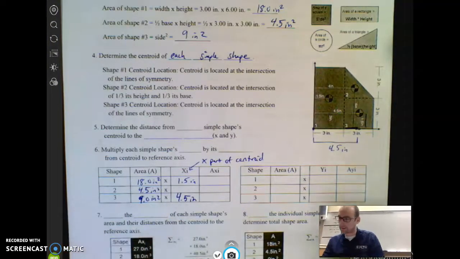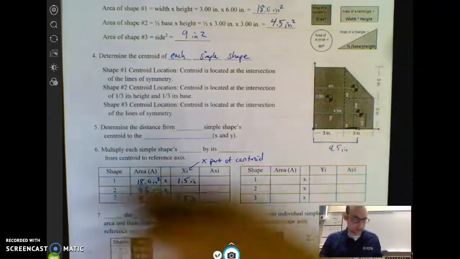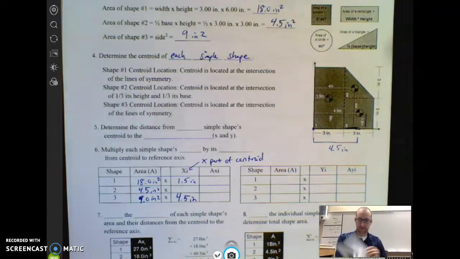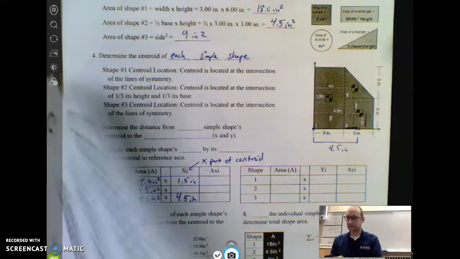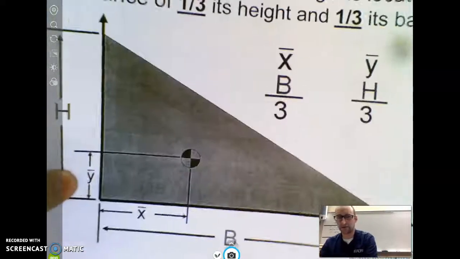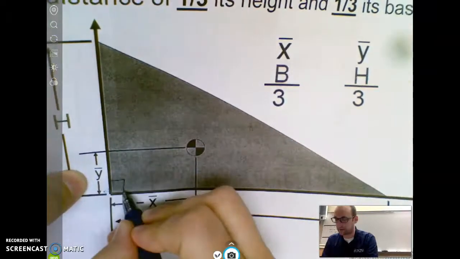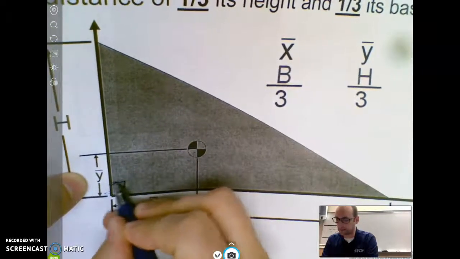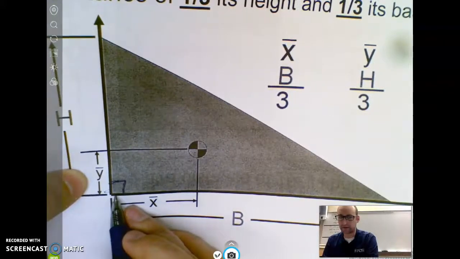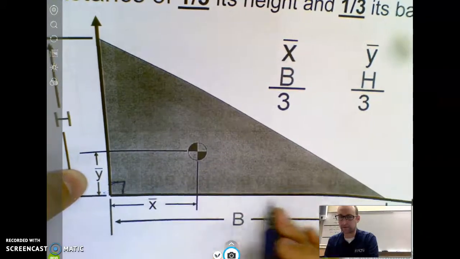Now we get to the weird shape, and that is your triangle. The formula for your triangle's centroid is a little different. It's not as common, but it's a third of the way from the right angle part. And be careful, because sometimes you'll get a picture where the triangle's flipped over. So the x part is a third of the length of this x from the right angle.